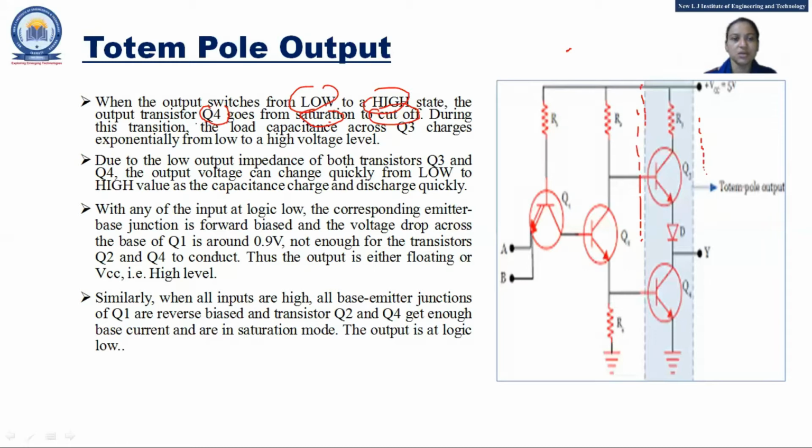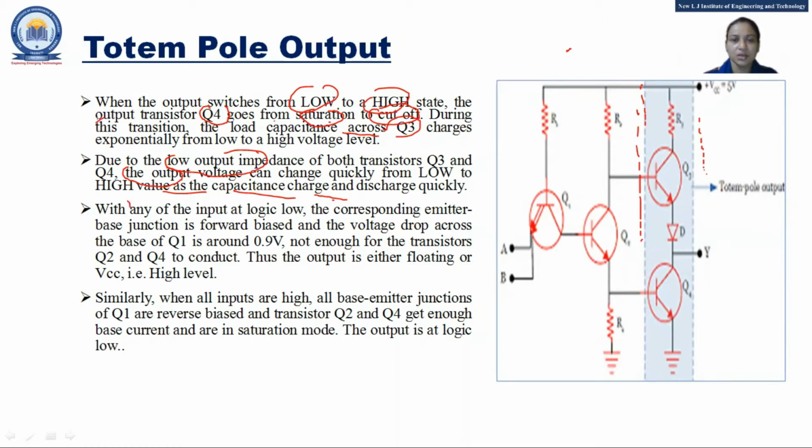During this transition, the load capacitance across Q3 charges exponentially from low to high voltage level. Due to the low output impedance of both transistors Q3 and Q4, the output voltage level changes quickly from low to high value, as the capacitance charges and discharges quickly. So here is how this totem pole output works.